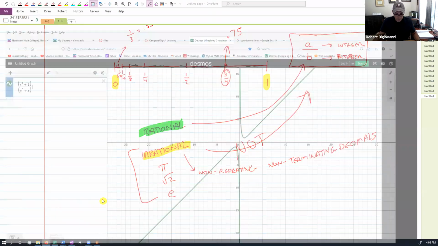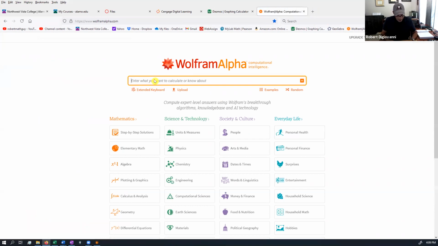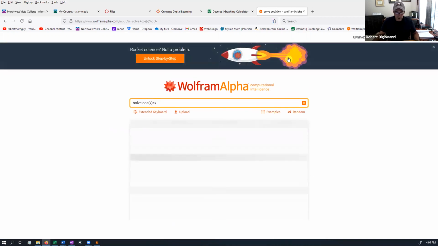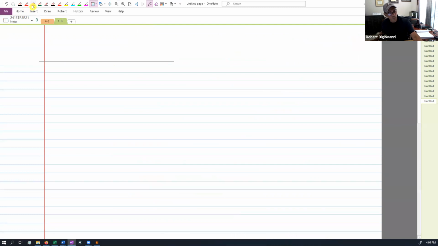I'll show you. I'm going to go to Wolfram Alpha. I know that there are other websites out there. I'm going to ask this to solve the equation cosine of x equals x. And I'm going to get the answer. We'll come back to it in a moment. But what I just asked Wolfram Alpha to do is solve this equation: cosine of x equals x.